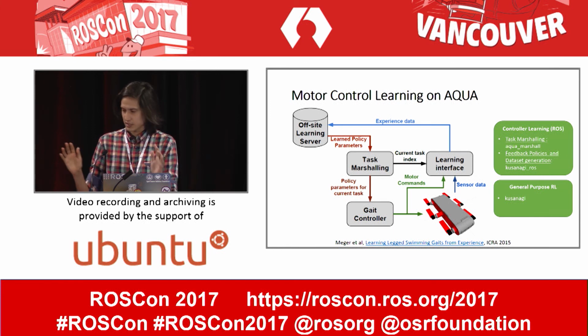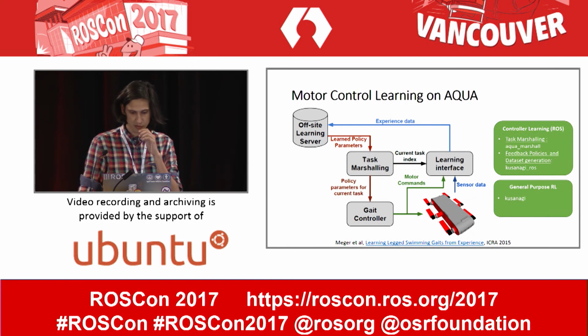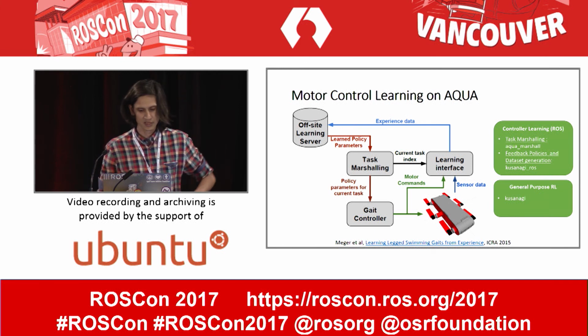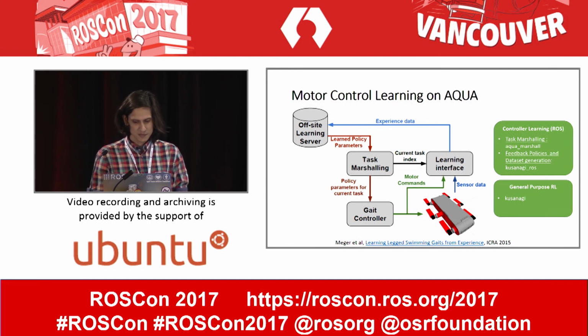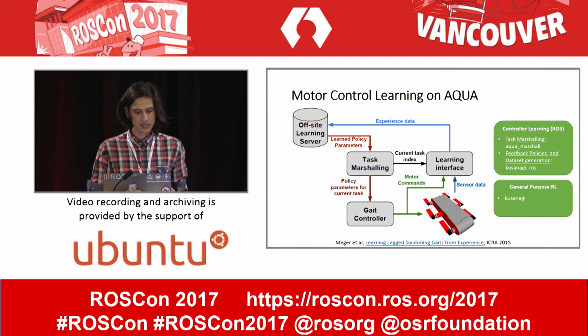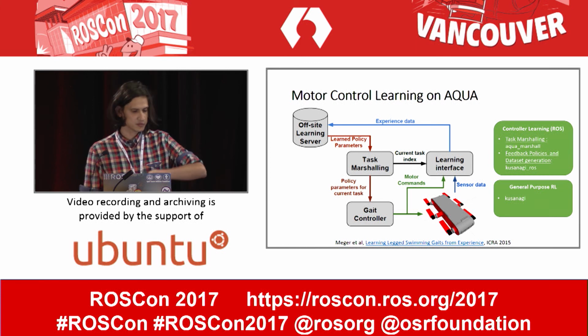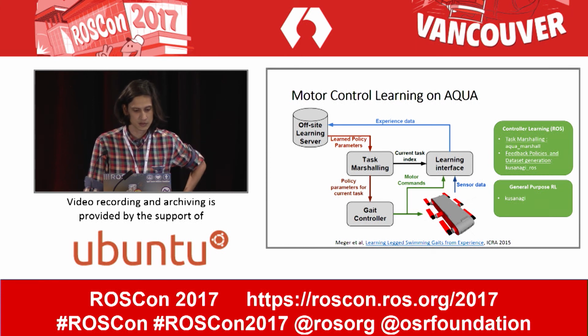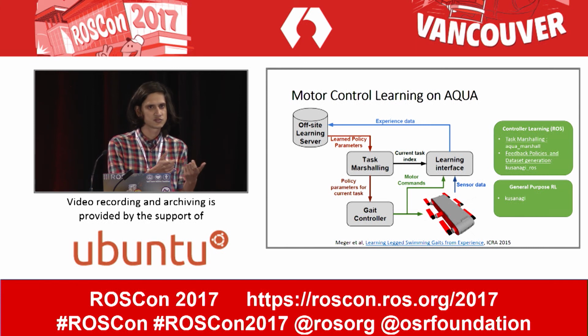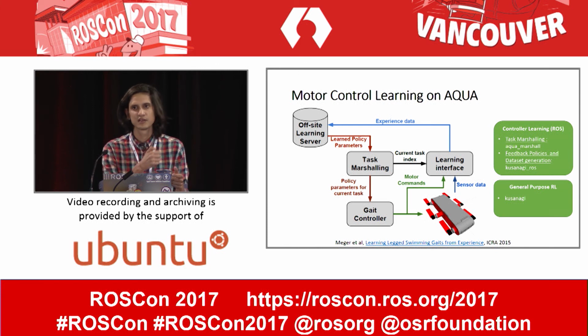Finally, this is how we connected everything together. So the whole pipeline is, we have a robot that is executing some controllers. Then using our learning interface, we send the experience data out to the offsite learning server. And then over time, we're getting new parameters to try out. And we use a joypad to be able to drive the robot to some initial state and then say, now you can try it again.